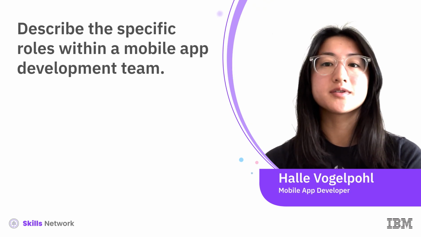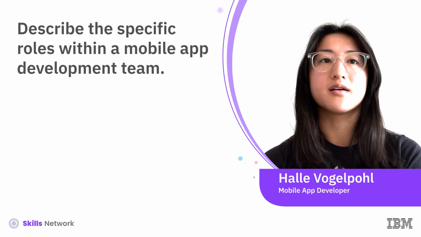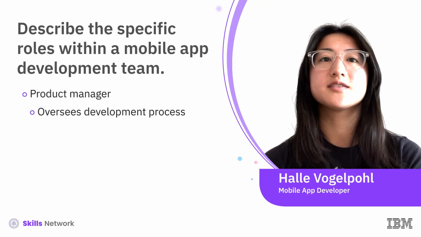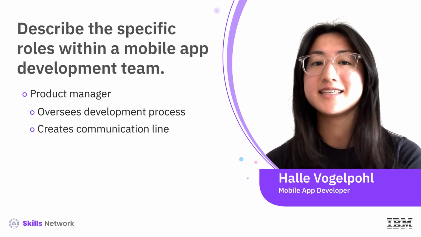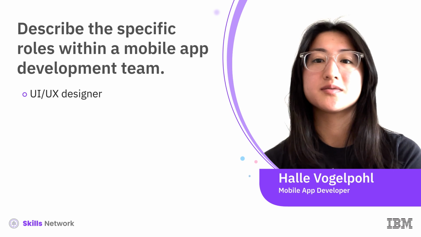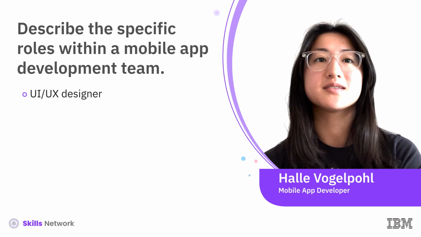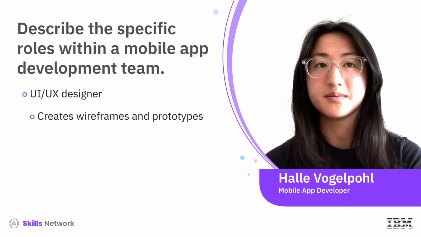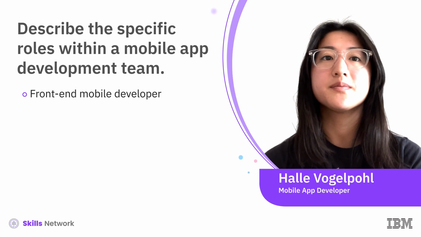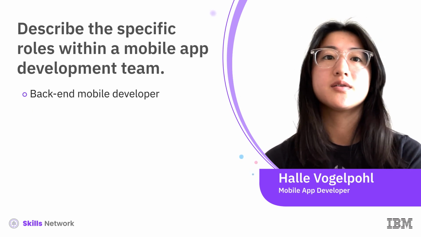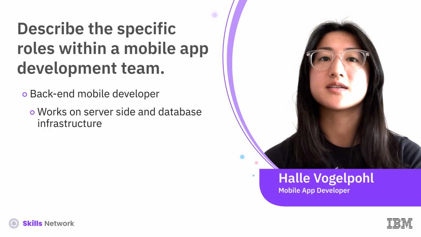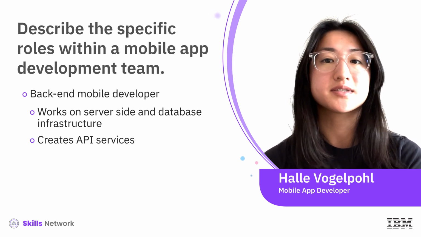The specific roles in a mobile app development team are the product manager, who oversees the development process and creates the line of communication between stakeholders and the team; the UI/UX, which is user interface and user experience designer, who creates the wireframes and prototypes; the front-end mobile developer, who creates what you see and interact with in the app; and the back-end developer, who works on server-side and database infrastructure, as well as creating API services.